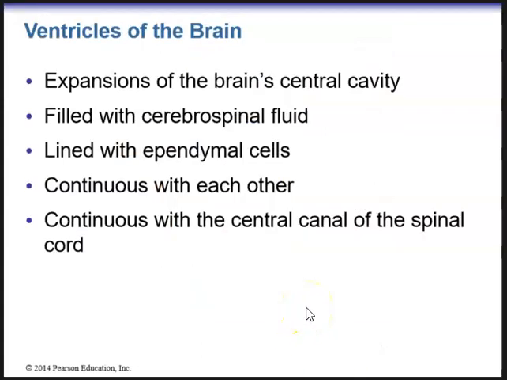Now, the ventricles of the brain, again, these are filled with fluid. They are expansions of the brain's central cavity. They are filled with cerebrospinal fluid and lined with ependymal cells. The ventricles are continuous with each other and are continuous with the central canal of the spinal cord.